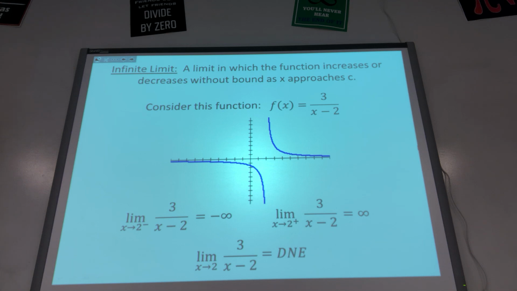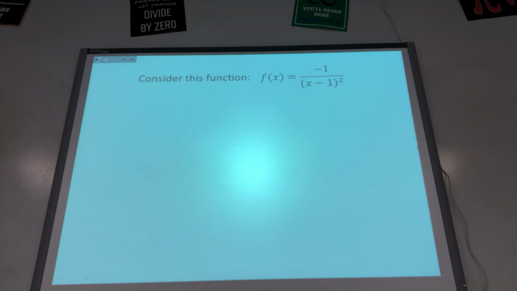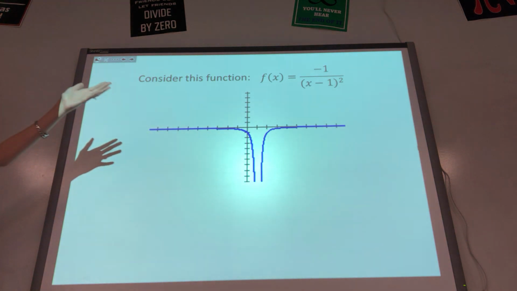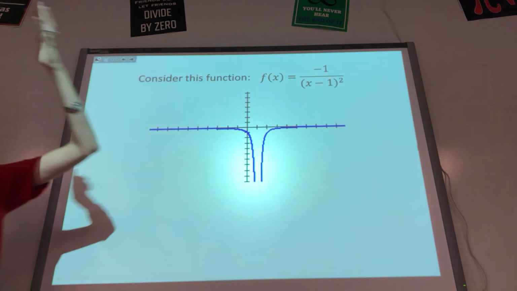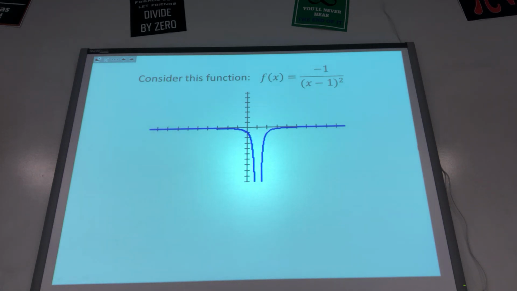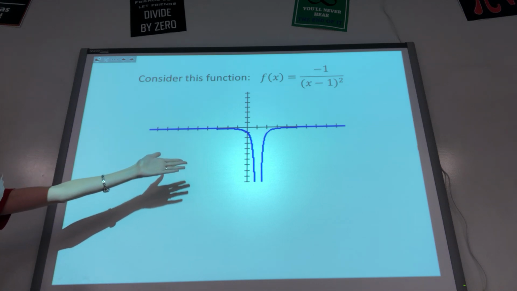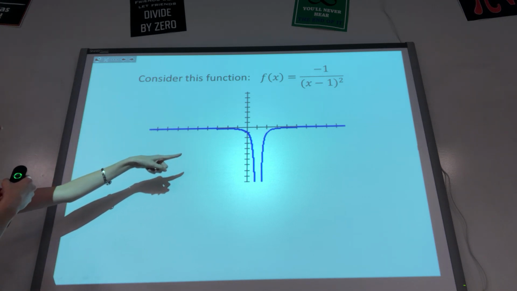Okay, now I've got one more type of function that I just want to show you first before we get to our examples. So again, if you want to copy this function down, in case later on when you're looking back at your notes, you might want to see the graph again. I'll put the graph up here. But the function that I graphed was negative 1 over x minus 1 squared. That's the graph right here for that function.